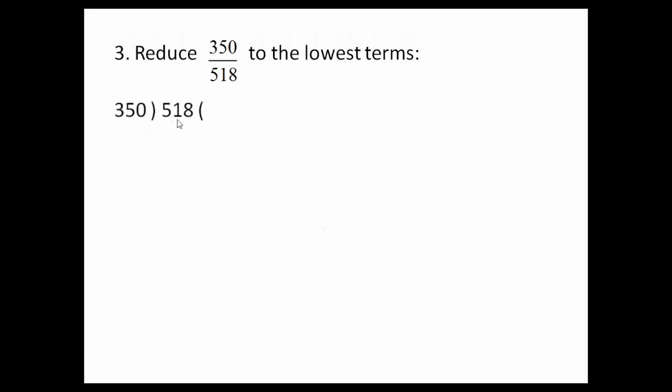So 518 divided by 350. So 350 1 times will give us 350. When we subtract, we'll get 168. Now here we have a remainder, so let's make the divisor the dividend. So 168 2 times will give us 336. Okay, so we are left with 14.